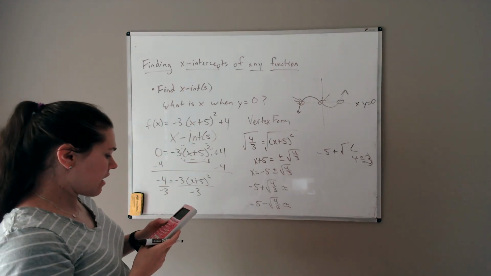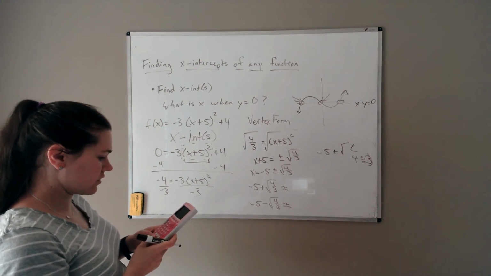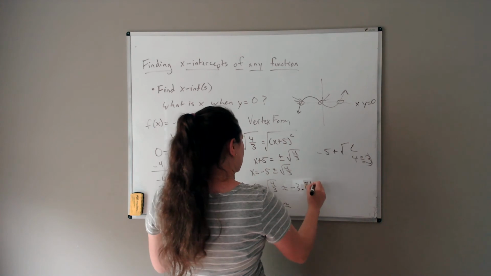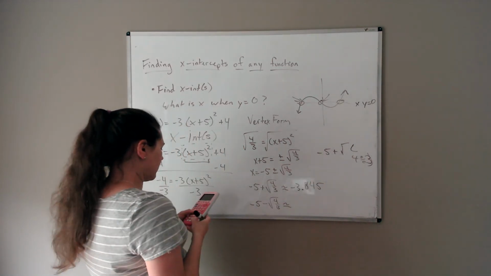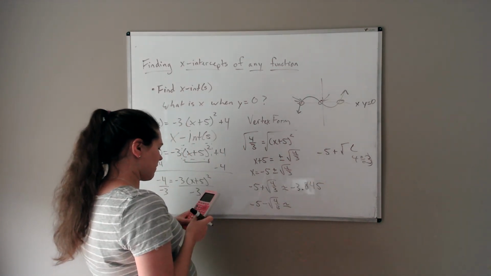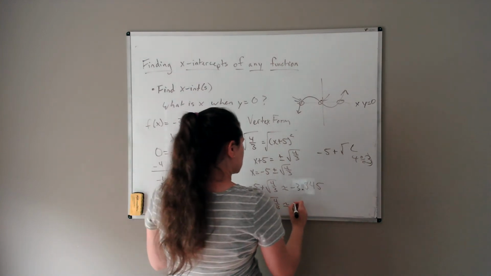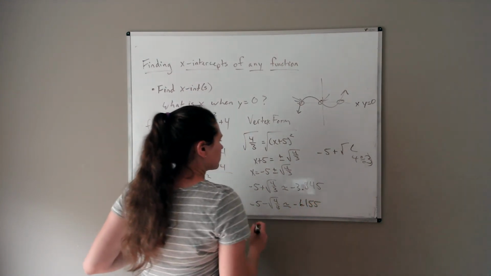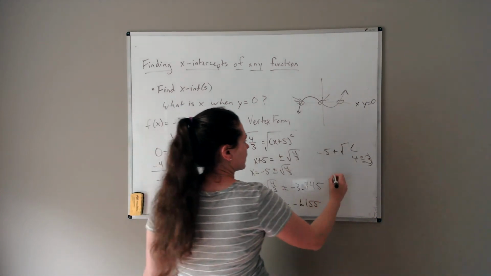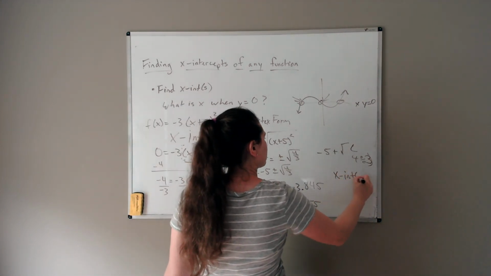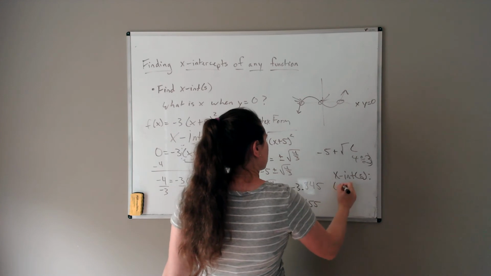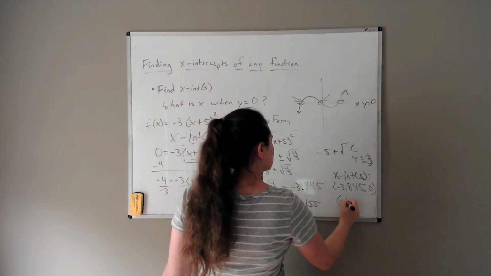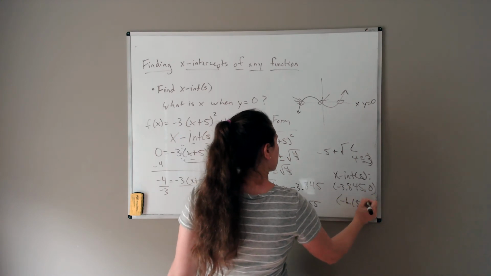So negative 5 plus the square root of 4/3 is negative 3.845, and negative 5 minus the square root of 4/3 is negative 6.155. So those are your two x-intercepts. So your x-intercepts for this function are negative 3.845 and negative 6.155.